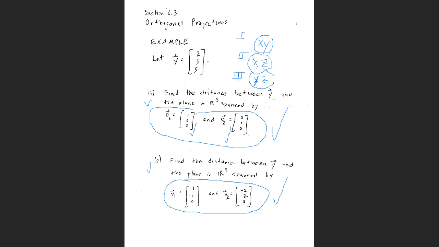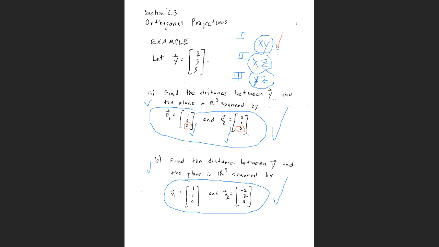In this case, for part A, the span of the vectors E1 and E2, that plane would geometrically have to be the XY plane, because what's the third coordinate equal to in both vectors? 0. There's no way the span of those two vectors is going to go up or down. It's going to be a flat horizontal plane.